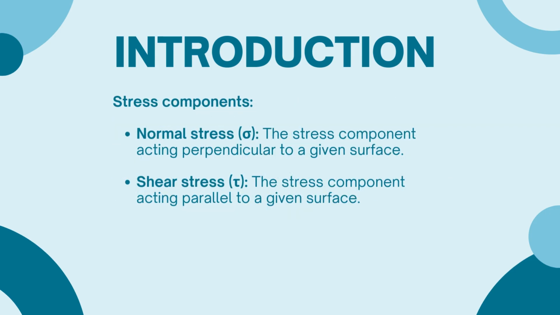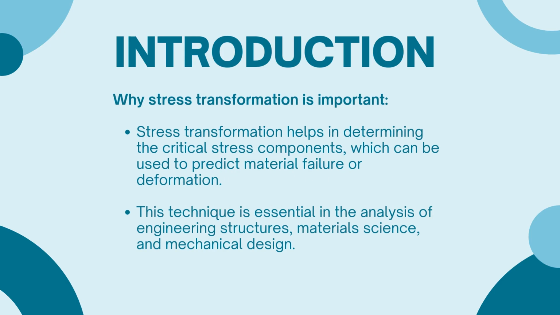Now, let's dive into the two main stress components involved in stress transformation: normal stress, sigma. This is the stress component that acts perpendicular to a given surface. It plays a key role in how a material deforms when subjected to external forces. Shear stress, tau. This component acts parallel to a given surface, causing material layers to slide over one another. Shear stress is essential in understanding how forces affect material strength and stability.